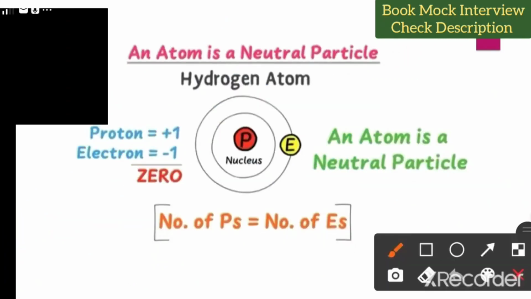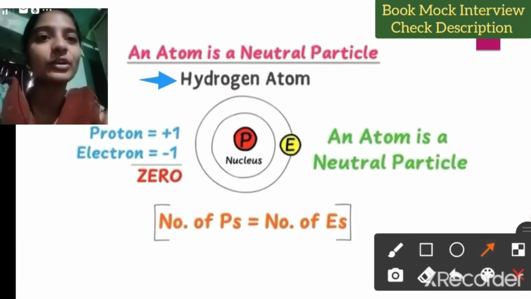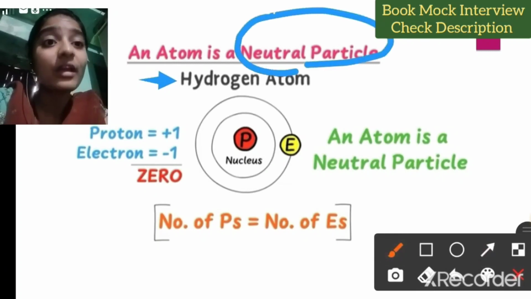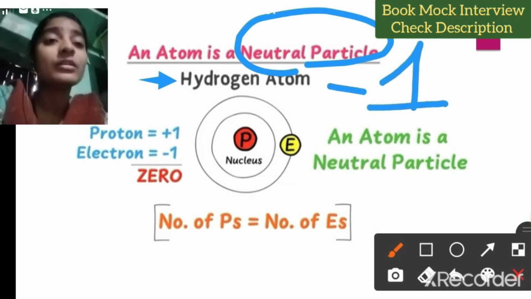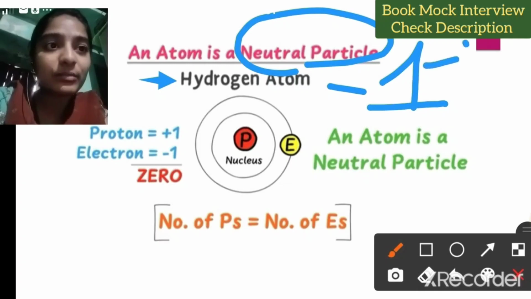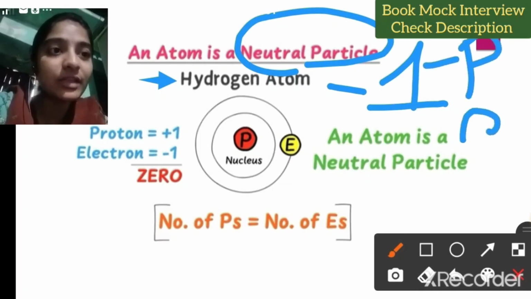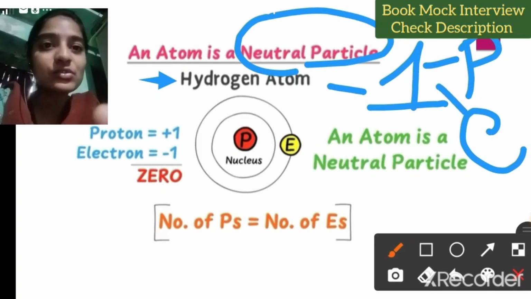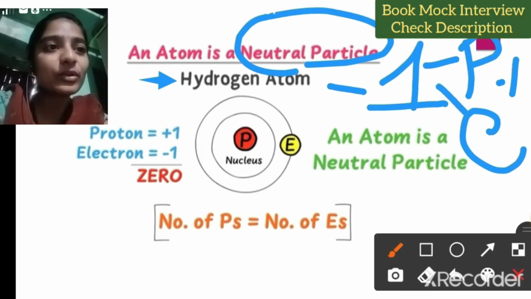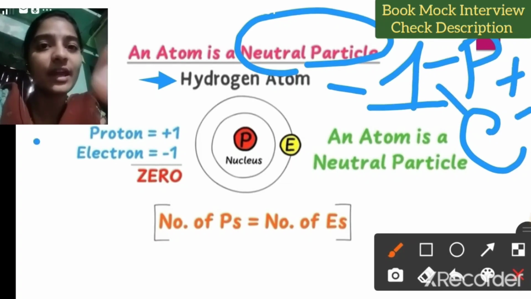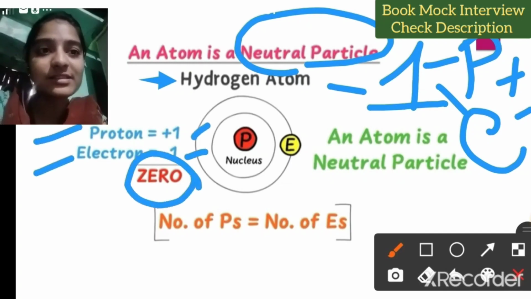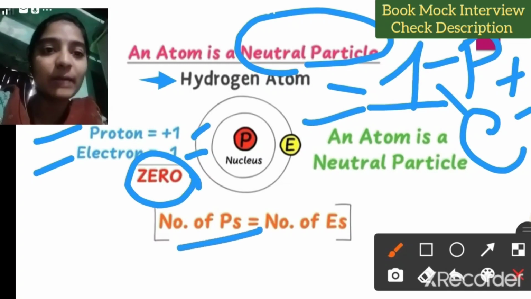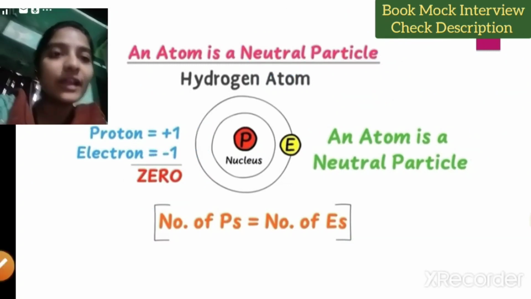Now I have given here the example of the hydrogen atom. An atom is a neutral particle. I'll explain how. What is the atomic number of hydrogen? When you open the periodic table, we get 1. The same as the atomic number, the proton number is also 1, and in hydrogen the number of electrons is also 1. Proton has positive charge and electron has negative charge. Here I have given proton plus 1, electron minus 1. Plus and minus gives 0. So an atom is a neutral particle. The number of protons is equal to the number of electrons.